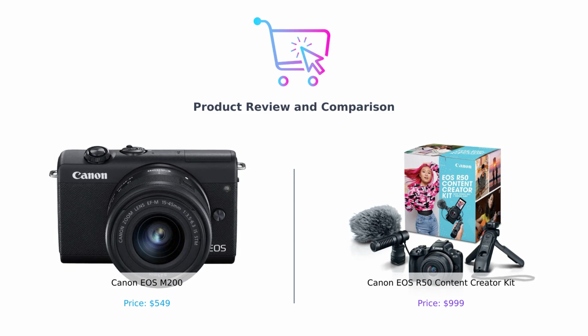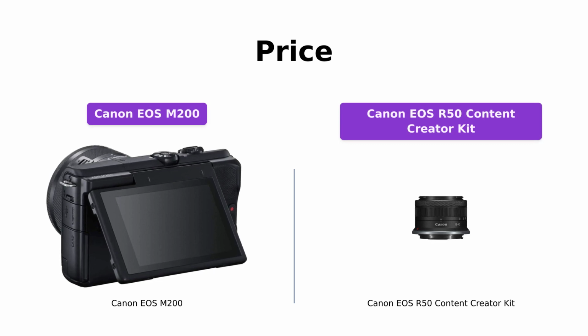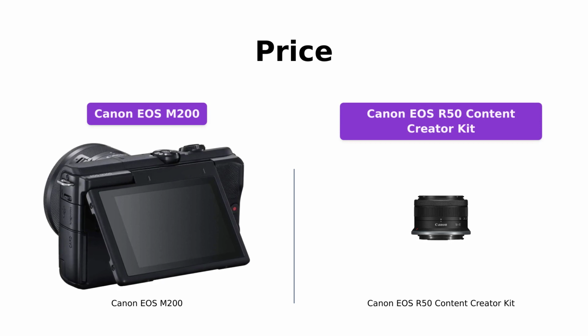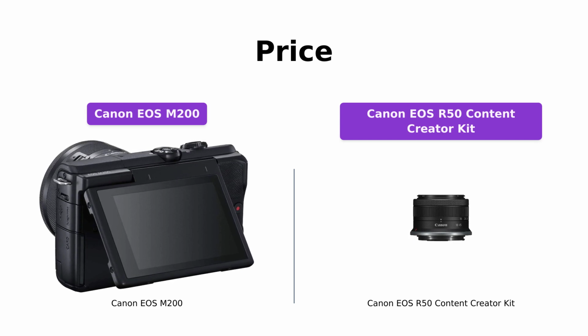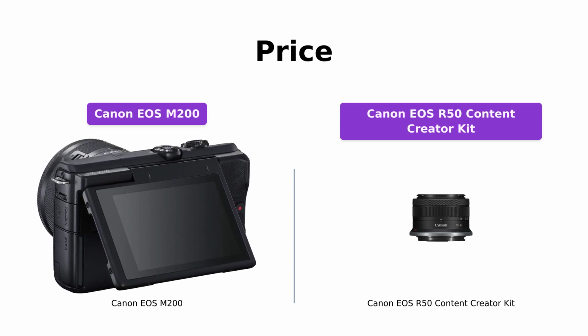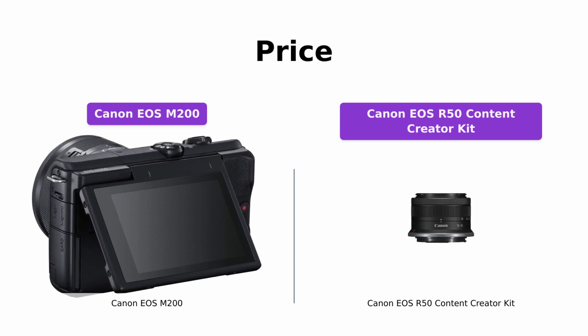Alright, let's get started. Starting with the price, the Canon EOS M200 comes at a price of $549, while the Canon EOS R50 Content Creator Kit is priced at $999. It's important to note that the EOS R50 Content Creator Kit offers additional accessories and features, which justifies its higher price point.